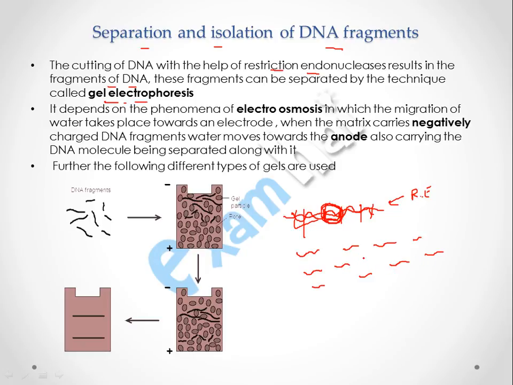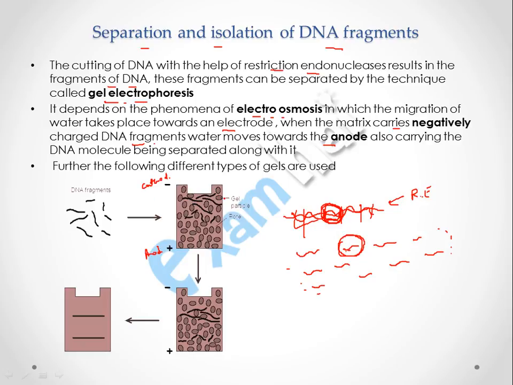These are the other DNA fragments, and if we consider this as a gene of interest, or a DNA of interest, first we have to filter this DNA from the others. So how can we do it? We will do it with the process of gel electrophoresis. It depends on the phenomenon of electroosmosis, in which the migration of water takes place towards an electrode. When the matrix carries negatively charged DNA fragments, water moves towards the anode, because the negative charge is attracted towards the anode. This is the anode, this is the cathode.